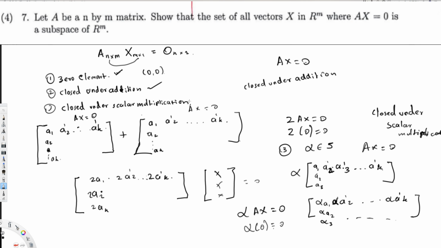So it's closed under scalar multiplication, it has a 0 element, and it's closed under addition. Therefore the answer is yes, it is a subspace of Rn. So this is the final answer.